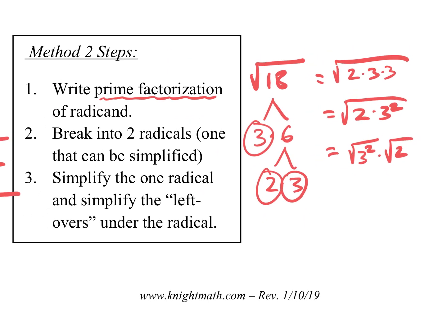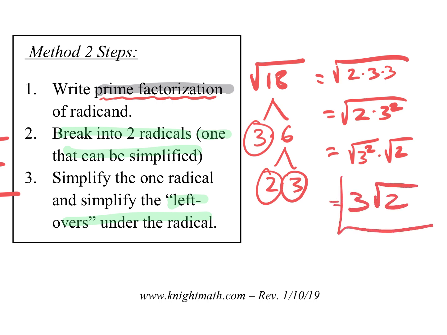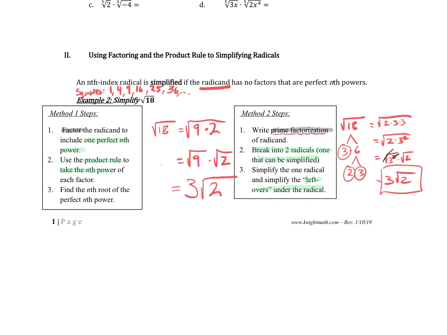Okay, so first thing we did was we broke it up, and we wrote it in prime factorization. Now we're going to break into 2 radicals, one that can be simplified. And we simplify the one, and we leave the leftovers under the other radical. So we're going to have this idea of 3 squared is 3, and the square root of 2 is kind of leftovers. We leave it alone, okay? Because the squared and the square root cancel each other out is kind of what happened there. All right, so that's one way.